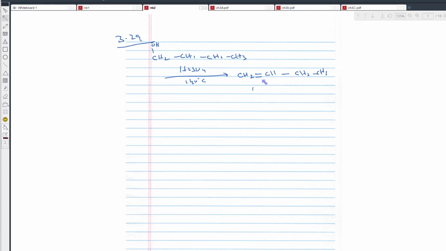And in this case, you will get 1 butene. Is it clear? Now I'm asking another one. CH3CH. Suppose I am giving you 2 butanol instead of 1 butanol and the same reagents. What you will get? Major product I'm asking.